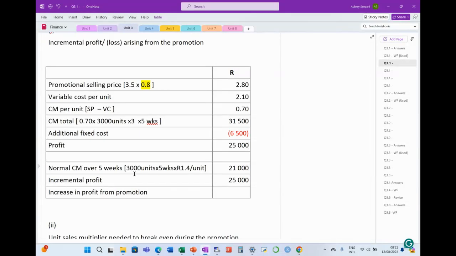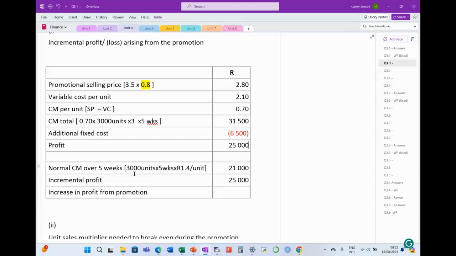All right, and I've pretty much done it. We know that we usually sell 3,000 units. All right, we know again this is for 5 weeks. And then if we calculate our usual selling price, which is the 3 Rand 50 cents, minus your variable cost, which is 2 Rand 10, that will then give you 1 Rand 40 as your contribution under the normal circumstance per unit, and then that should give you 21,000.